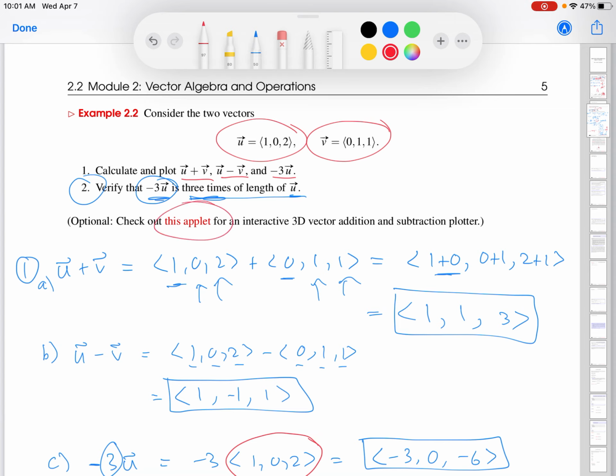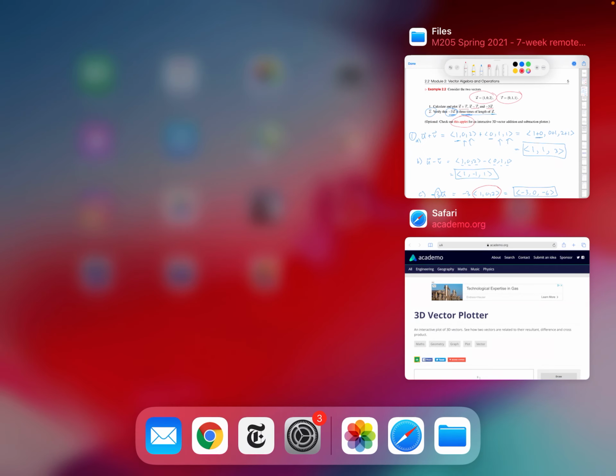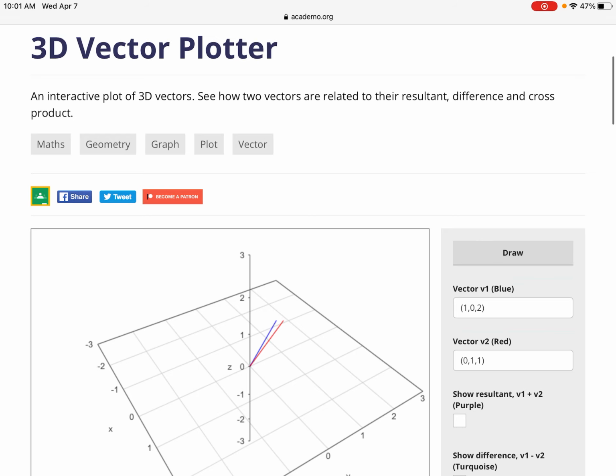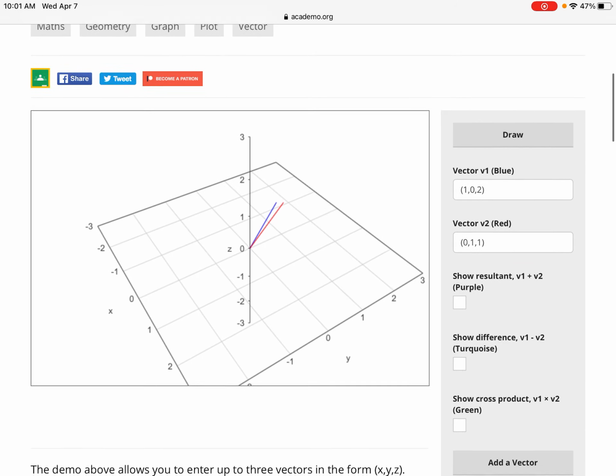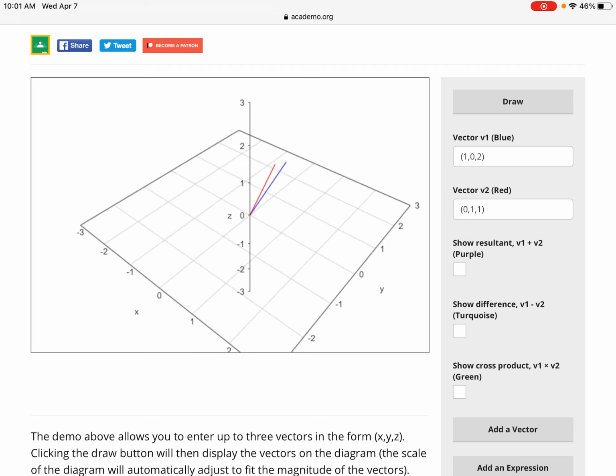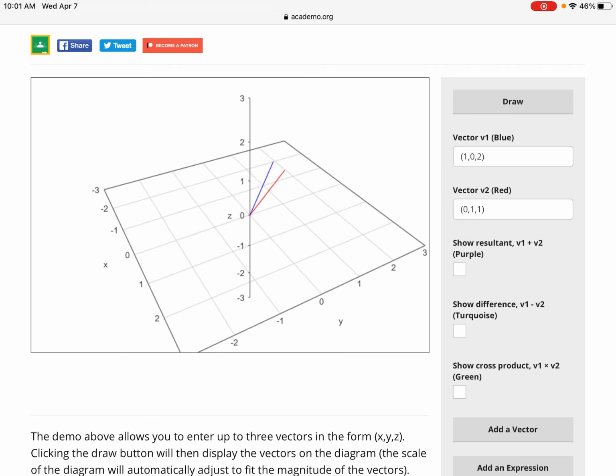Let me now go to this applet and show you how you can visualize some of these things. I've pulled that up over here. If you click on that link, it will take you here. This is a nifty little website where on the right-hand side, you can type in the vectors v1, v2. I haven't tried this for vectors in the plane with no z component, but it may work. Anyway, I've typed in the vectors u and v from our example here. And the nice thing is, of course, you can rotate things around.